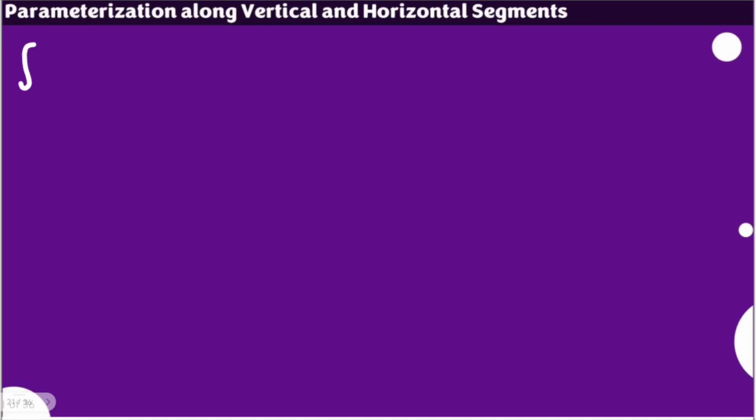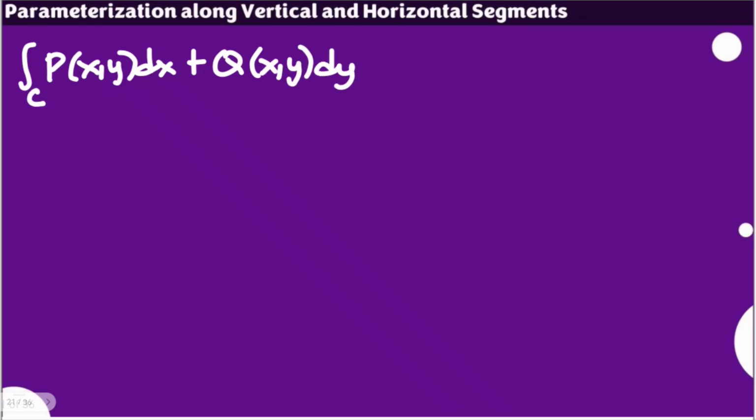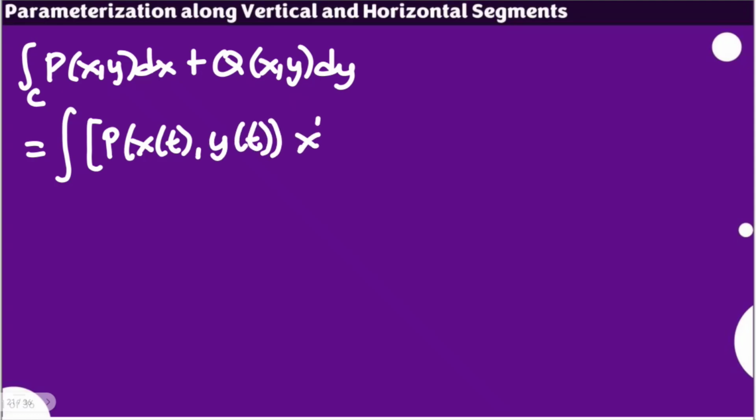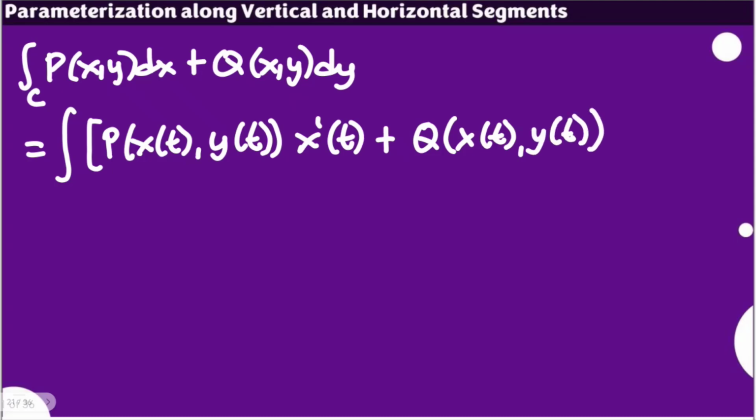Of course, we know that for the integral of P(x,y) dx plus Q(x,y) dy along the path C, which this time is made of horizontal or vertical segments, it is still equivalent to the integral of P(x(t), y(t)) times the first derivative of x(t), plus Q(x(t), y(t)) times the derivative of y(t), with respect to dt from a to b.